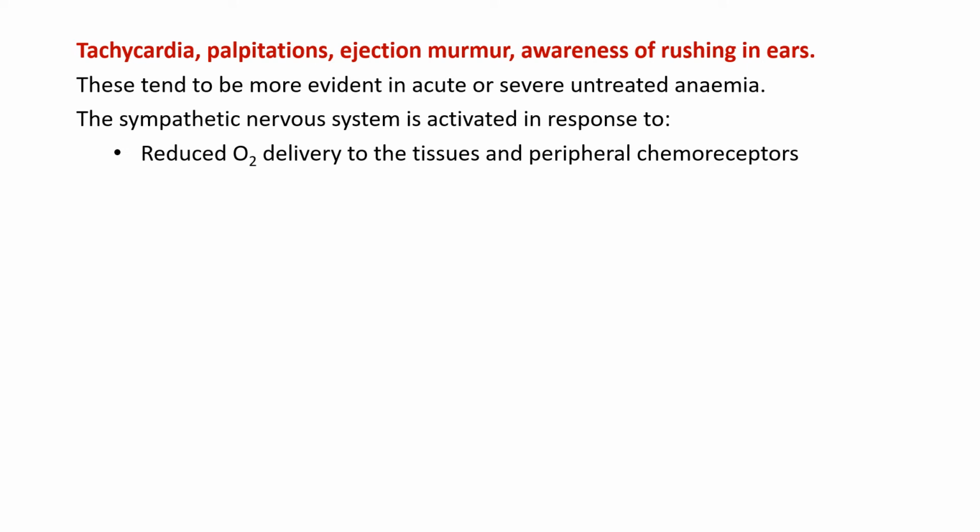And what has happened is that the sympathetic nervous system has been activated. And we talked about this before in terms of the pallor, and peripheral vasoconstriction contributes to pallor because of the sympathetic nervous system being activated. Sympathetic nervous system is activated because of reduced oxygen delivery to the tissues, so cellular hypoxia, and peripheral chemoreceptors. Remember, our glomus cells and the peripheral chemoreceptors monitor O2.